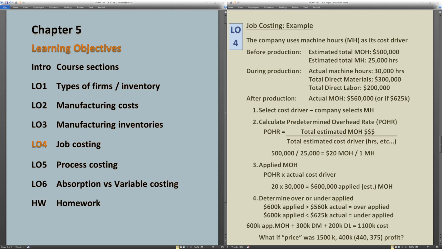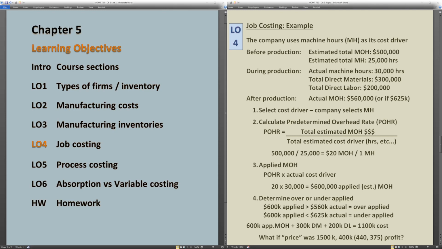So if I take my costs at the time, what I had estimated was 600,000, and I'm looking at the very bottom of the page, the 600,000 plus the 300 direct materials plus the 200 direct labor, I would have come up with during production that my costs were 1.1 million. And if I said, based upon that, I want to make $400,000 in profit, I would tack $400,000 onto the 1.1 million and say, well, in total, I don't know if we're talking about a lot of different products or maybe one product, whatever it is, that in total, I should charge 1.5 million.